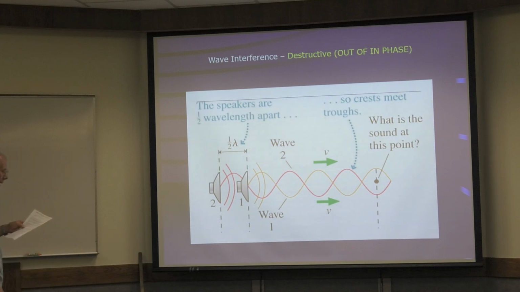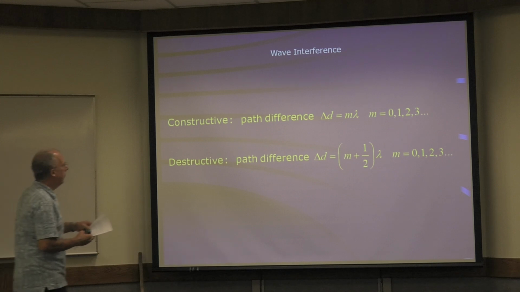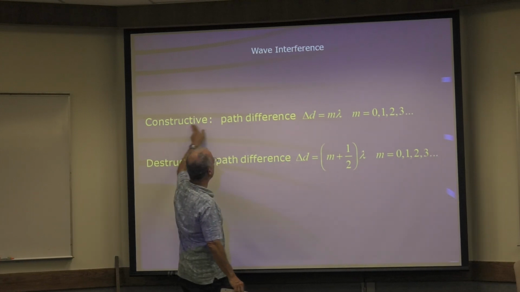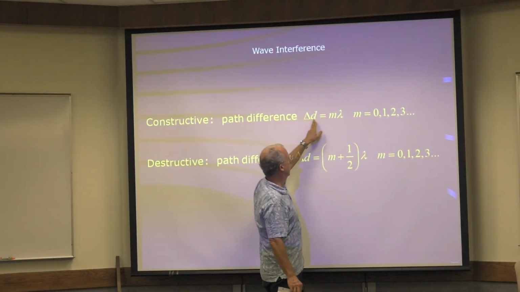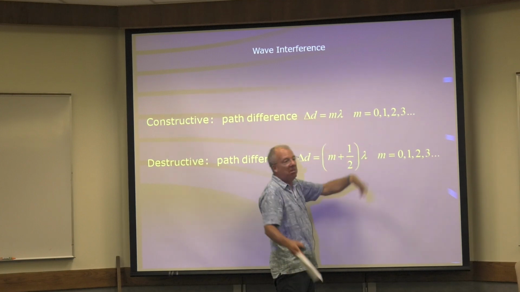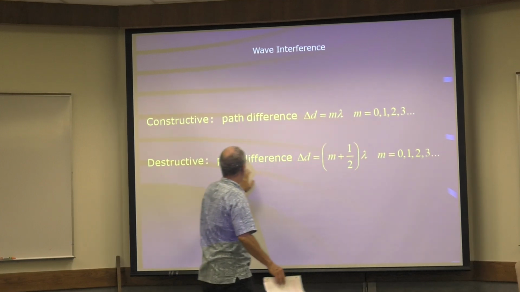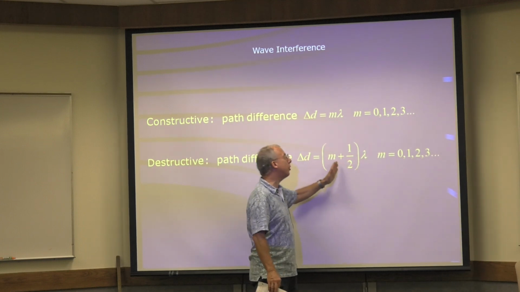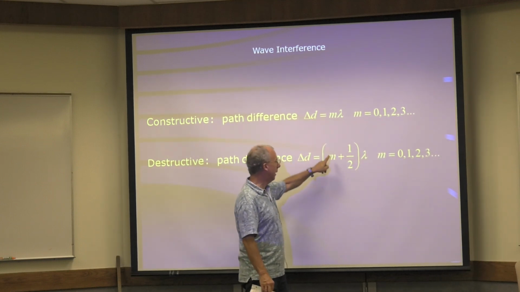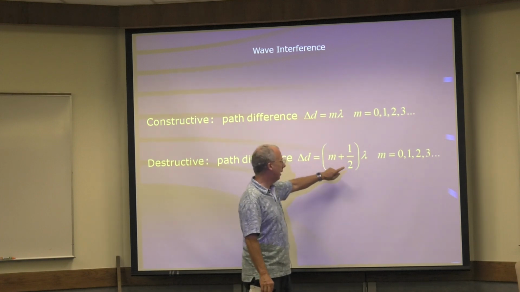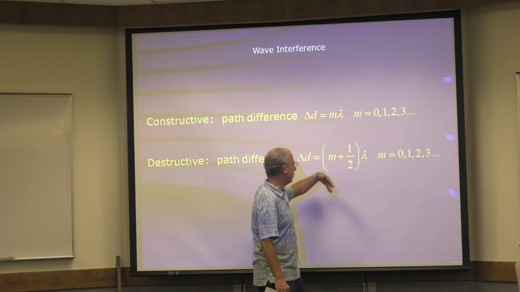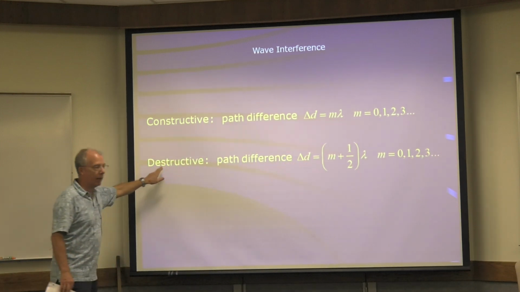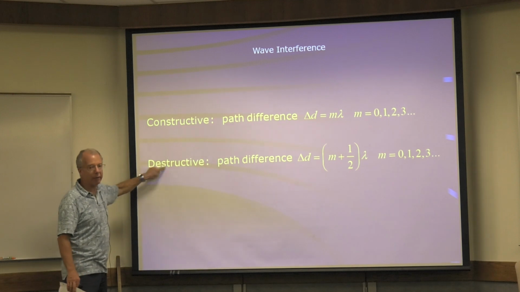Okay, now if you want constructive, this is the path difference, delta D. If you want constructive interference, if the difference in the distances traveled is m lambda, it's always going to constructively interfere. If the path difference is half a wavelength, or 3 halves, or 5 halves, right? That's why I put this m plus a half, because you get 1 half, 3 halves, 5 halves, whatever. If this is equal to that, you're always going to get destructive. So this is in phase, out of phase.